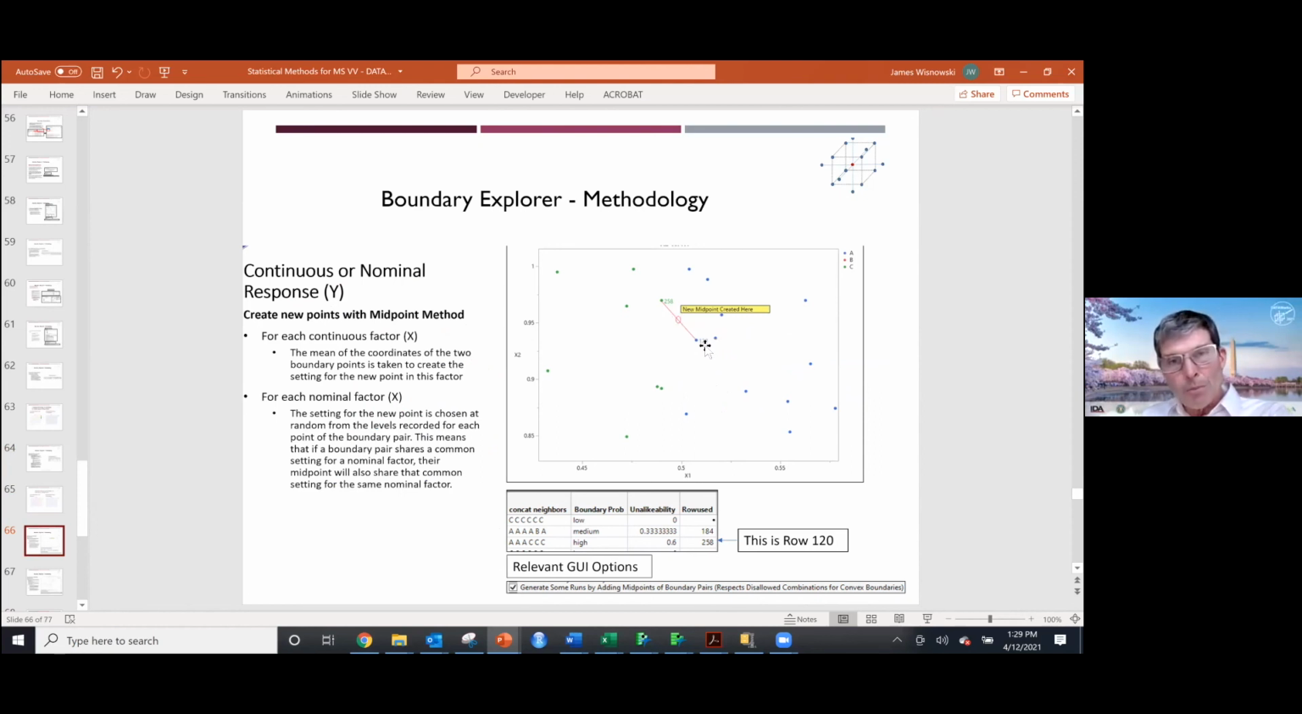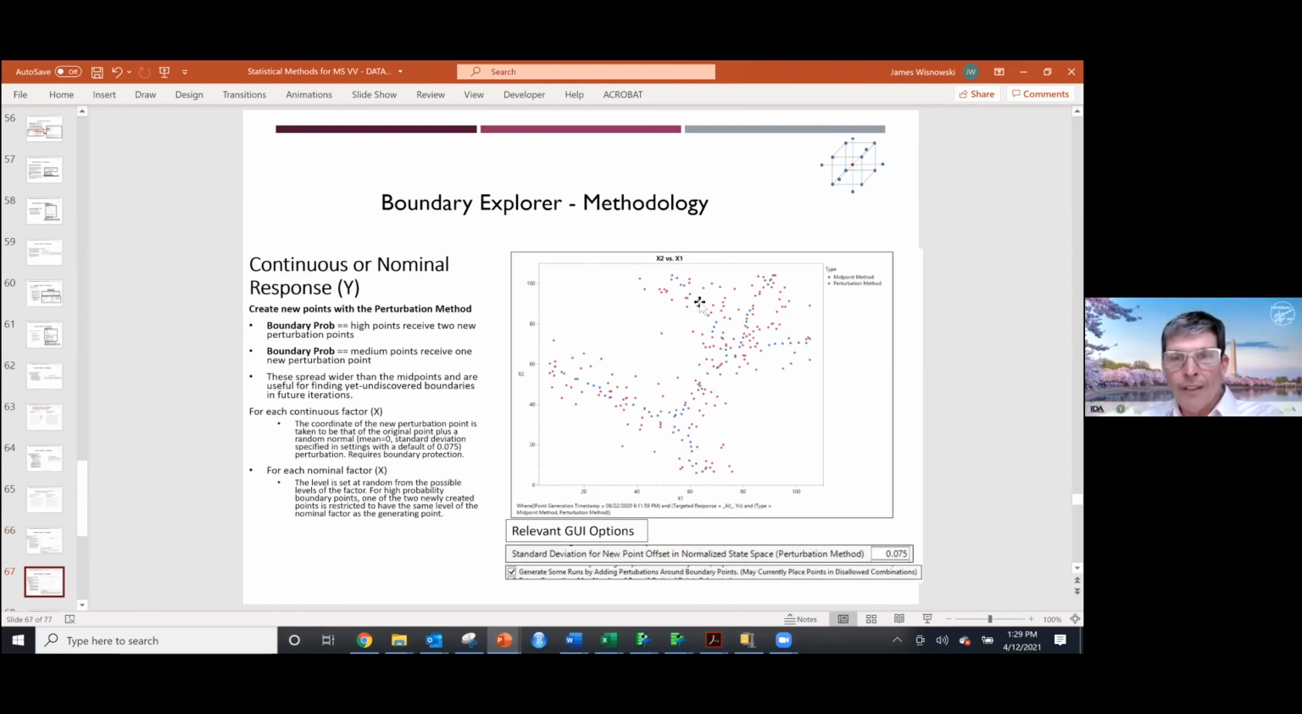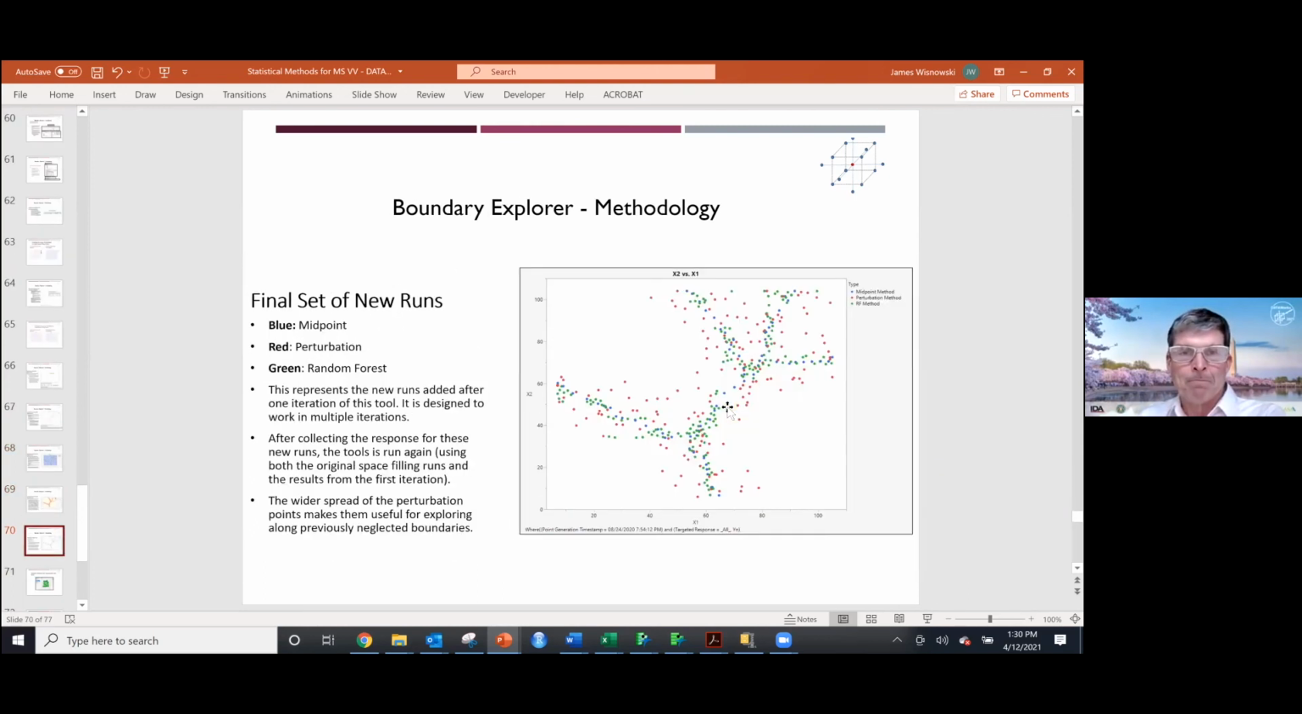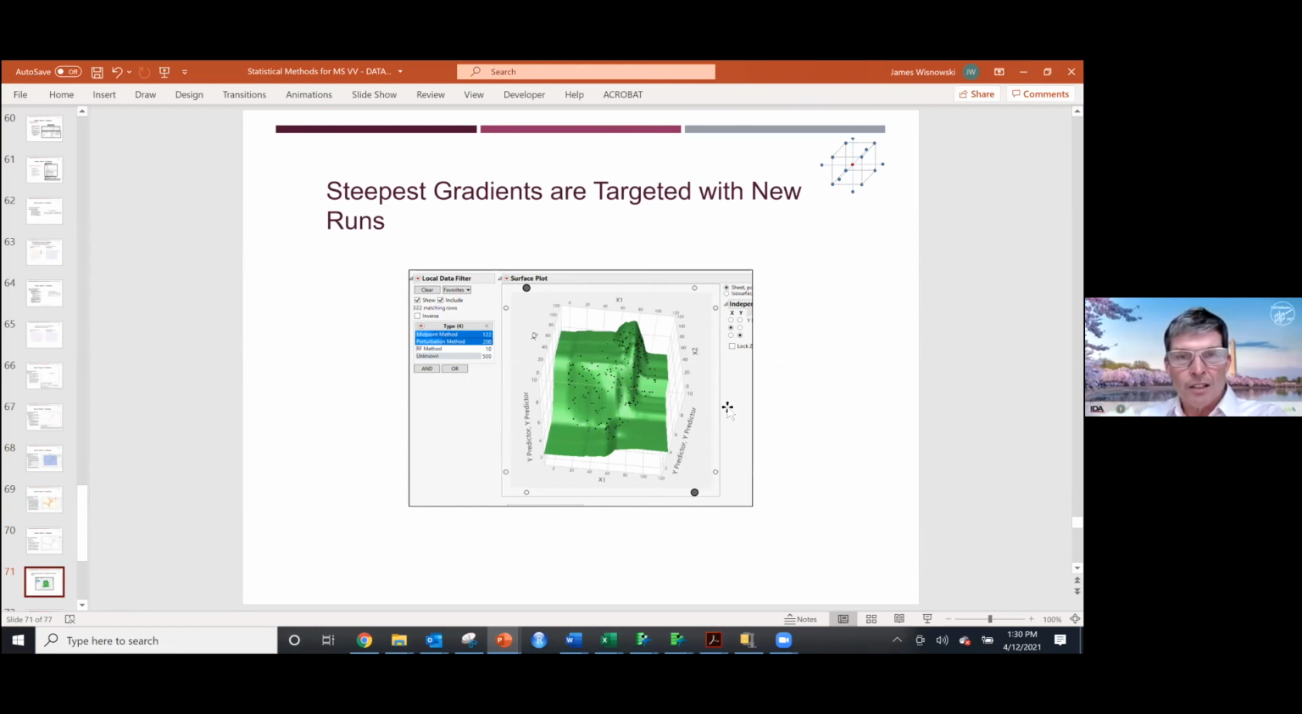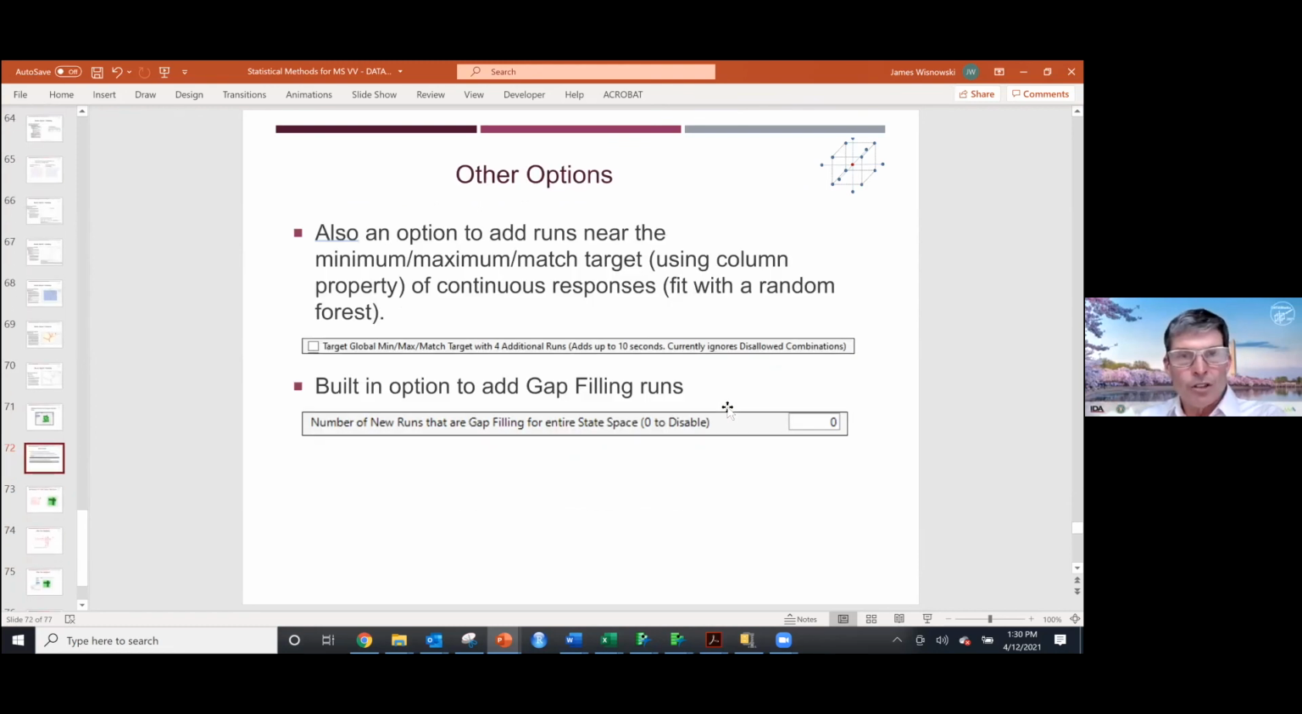Or we can take a perturbation, meaning if we think 120 is a new point, we just move away from it a little bit. So we have the midpoint and the perturbation. It turns out the midpoints end up being, more often than not, the most useful for us. If you look at the blues here, those are almost spot on the boundary. And then we do the perturbation to explore a little bit away from the boundary. So that is what I wanted to show.